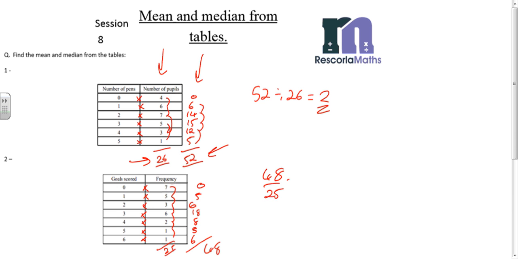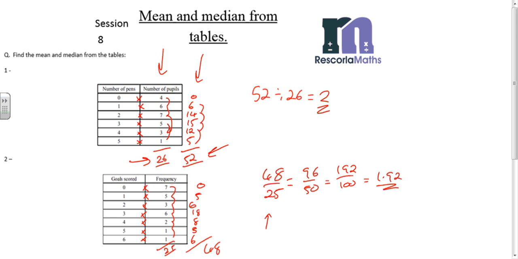Now, it's possible that they could give you this on a non-calculator paper. If it's a calculator, just put it into your calculator. If it's non-calculator, try and make the bottom over 100. So 48 over 25 is the same as 96 over 50, which is the same as 192 over 100. So if we do that, we get 1.92.